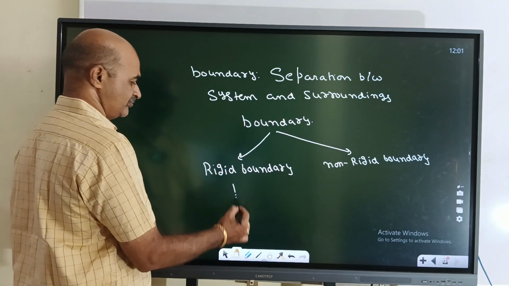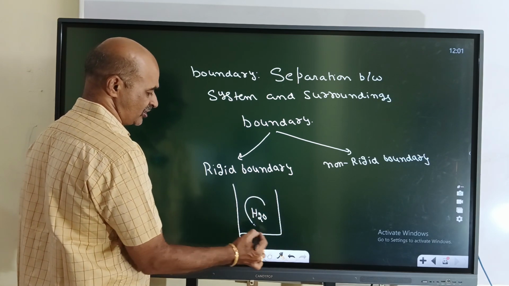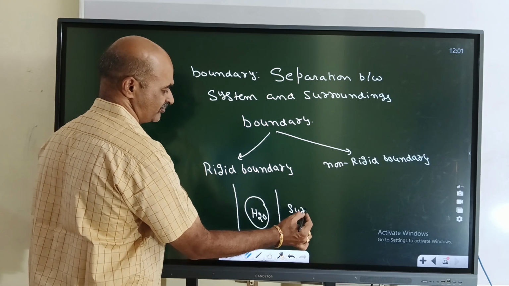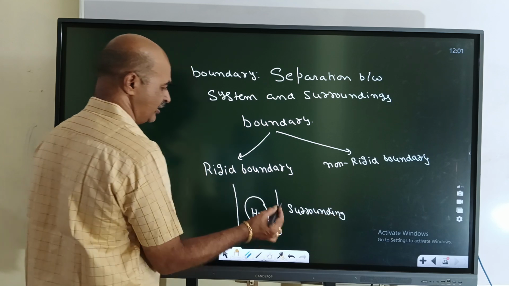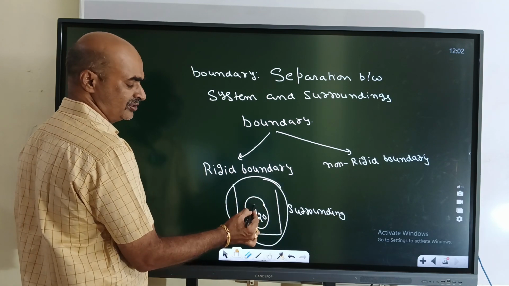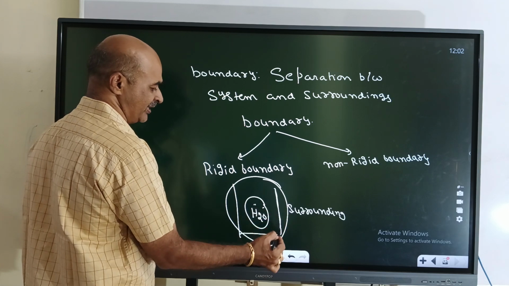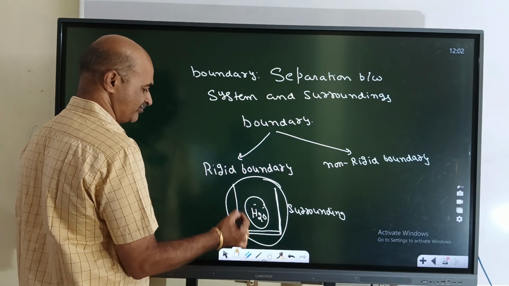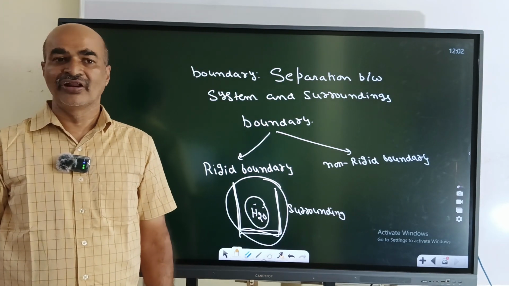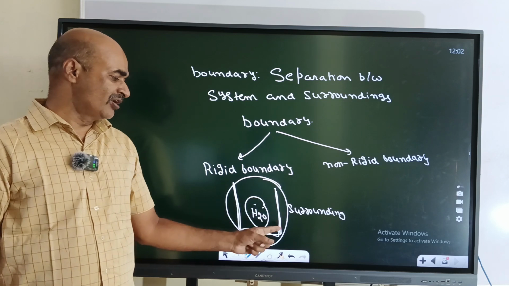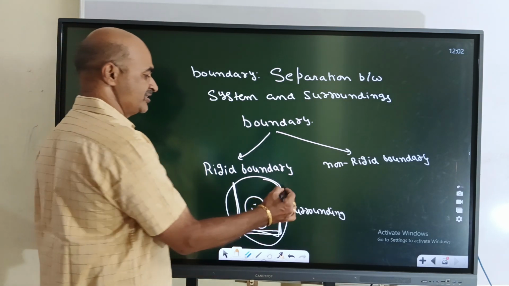For example, this is water, this is system, and this is surroundings. System and surroundings are separated by a thick wall of vessel. So the thick wall of vessel is a rigid boundary. In this case, delta V is not equal to 0.